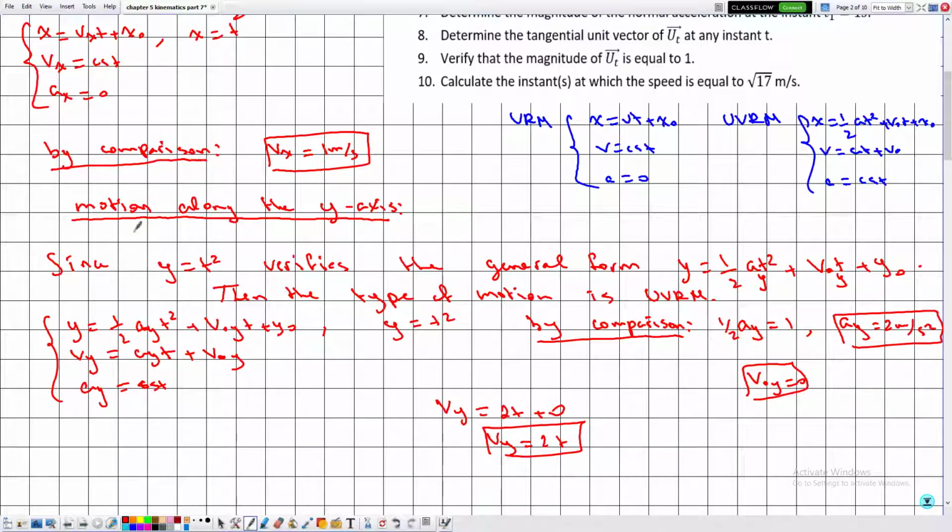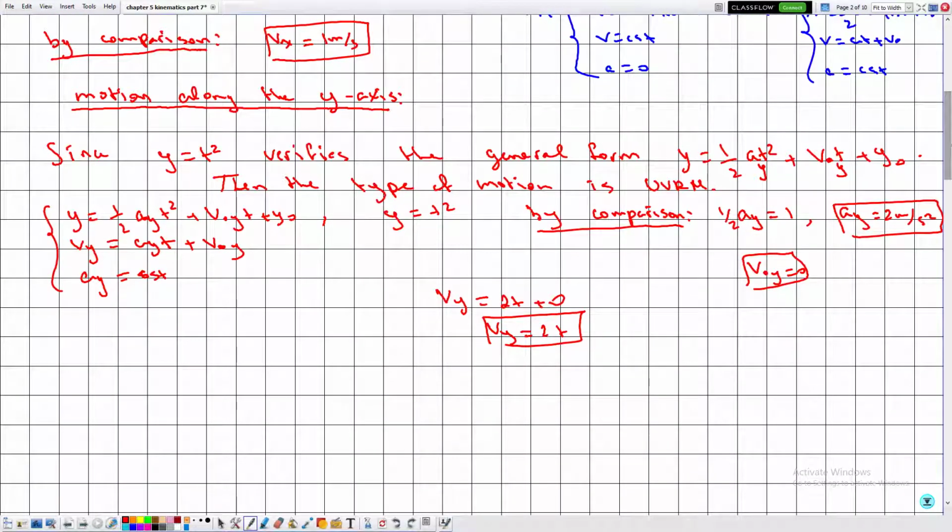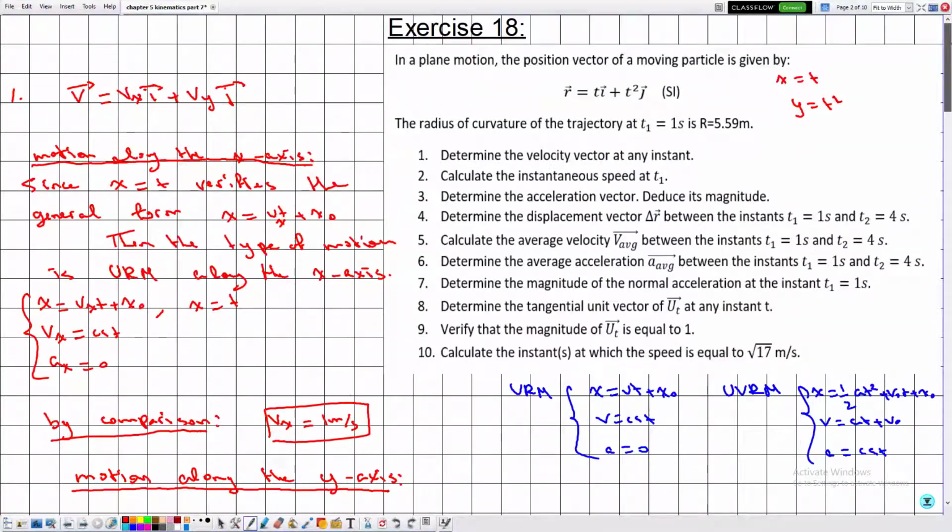Now after we have determined Vx and Vy, we can safely say that the velocity vector V is given by 1 multiplied by the unit vector i, plus 2t multiplied by the unit vector j. Okay? So this is it for part 1. Now in number 2 they are telling me to calculate the instantaneous speed at t1.